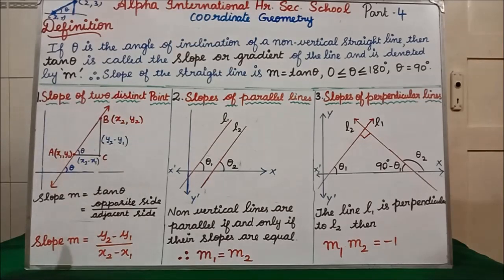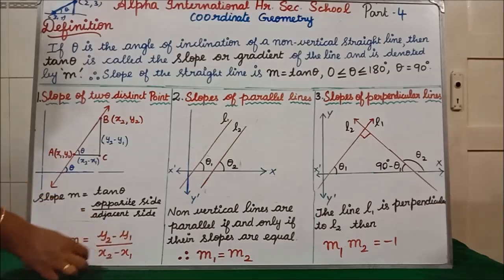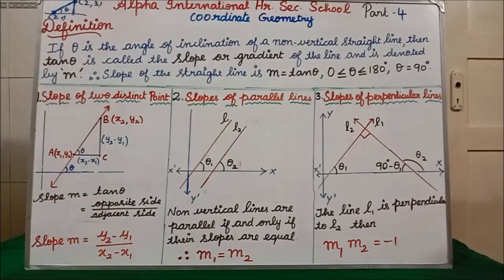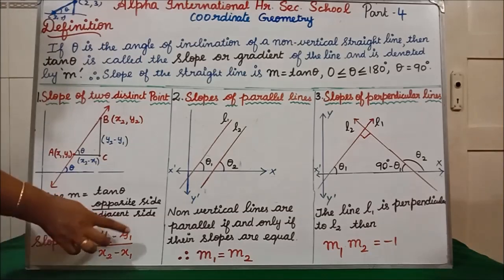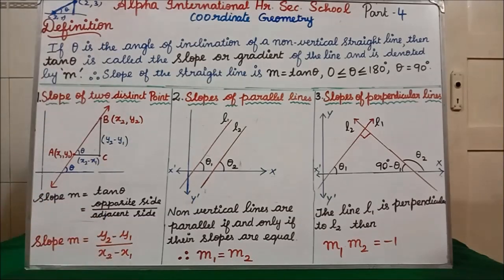Clear? Now, whenever they ask to find the slope of two distinct points, you are going to write slope m is equal to y2 minus y1 divided by x2 minus x1. Clear, students? They will not ask you the derivation and all. The slope of two distinct points means slope m is equal to y2 minus y1 divided by x2 minus x1. That's all.